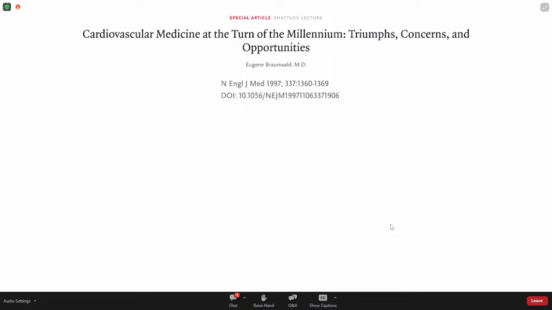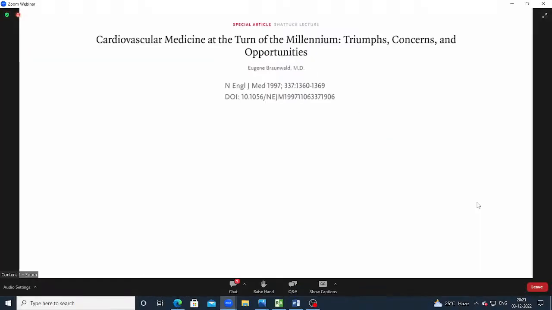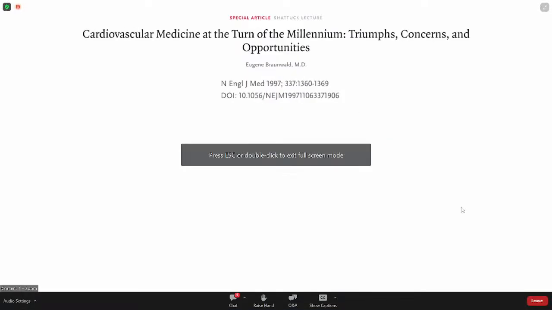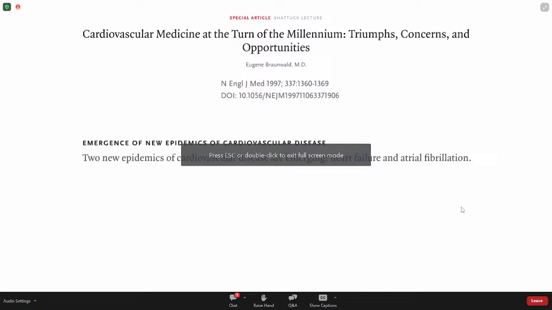So I'm bringing this up because this was a paper that he wrote when I was a fellow: Cardiovascular medicine at the turn of the millennium, triumphs, concerns, and opportunity. This guy really had a lot of insight. He declared that there would be two new epidemics of cardiovascular disease emerging. One was heart failure, and one is atrial fibrillation.